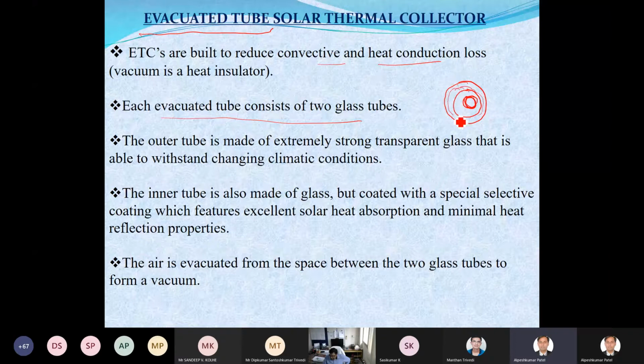They have created the vacuum in order to enhance the efficiency, in order to reduce the convective losses. So it's just like that: transparent, then absorbing, and the fluid. This is now very much popular, and these are available in standard sizes, say 100 liters per day, 200 liters per day, depending upon that.